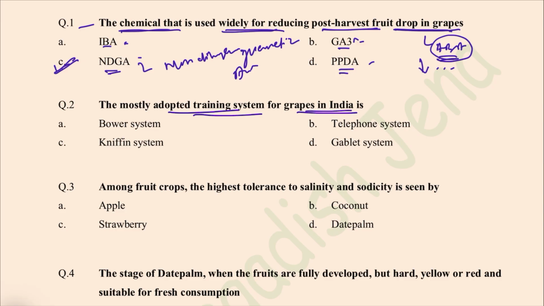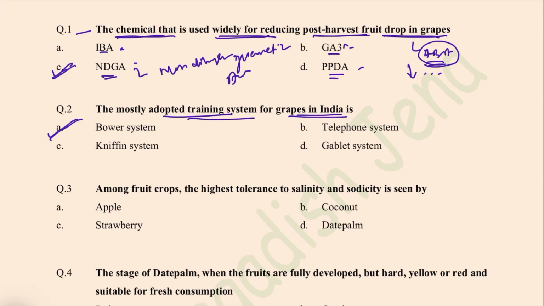The most adopted training system for grapes in India is the Bower system. Grapevine training systems are crucial for maximizing yield, managing canopy, and ensuring proper light exposure. In tropical and subtropical regions of India, especially Maharashtra, the leading producer, grape varieties are highly vigorous and require a system that can support a heavy overloaded canopy. The high solar radiation in this region also necessitates maximum shade for the developing berries to prevent sun scald.